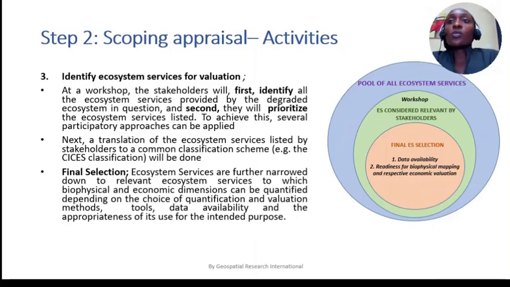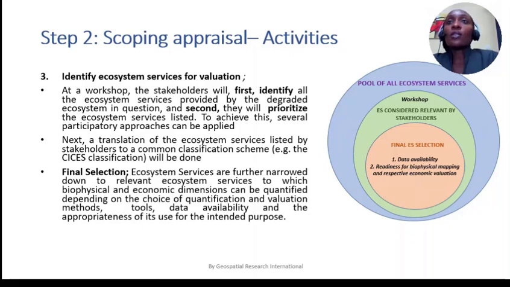So at an organized workshop, the stakeholders will be tasked to first identify all the ecosystem services provided by the degraded ecosystem in question, and then secondly, to prioritize the ecosystem services listed. To achieve this, several participatory approaches can be applied, and I don't want to get into a deeper discussion on them. You can, at a later time, peruse the tutorial manual that has been provided in your resource folder.